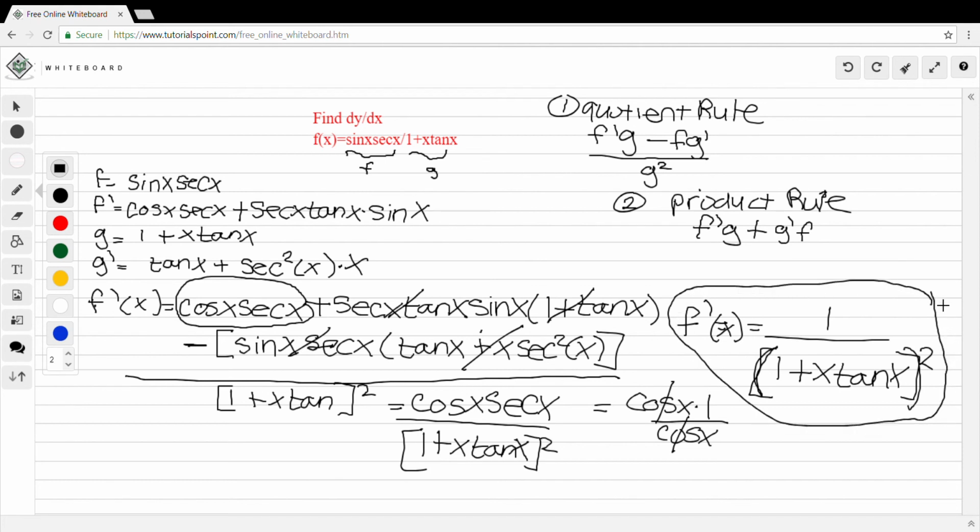So yes, first we need to know the quotient rule, and you need to know the product rule, and you need to know your derivatives of the trig functions. If you know all those, you can easily go through this problem, and that's it.